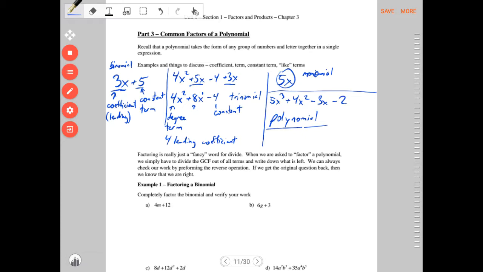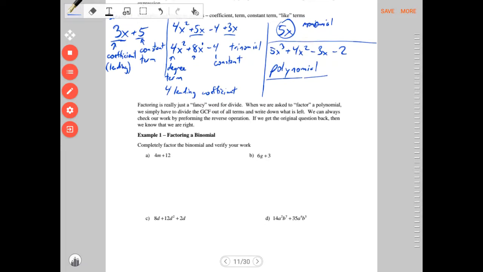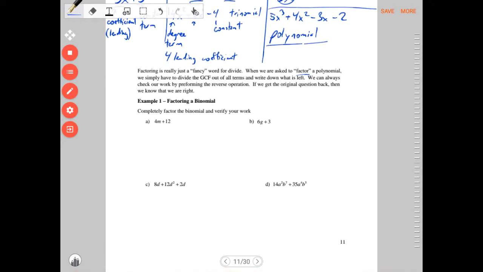So the task for this section is to factor these polynomials. Remember, factoring is really just a fancy word for divide. When we are asked to factor a polynomial, we simply have to divide the GCF out of all the terms and write down what's left. We can always check our work by performing the reverse operation. If factoring is dividing, then if we multiply, we'll get the original question back and we know that we're right. Let's try a few of these.